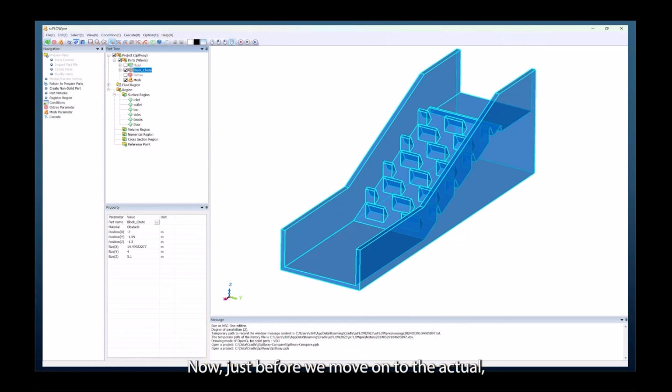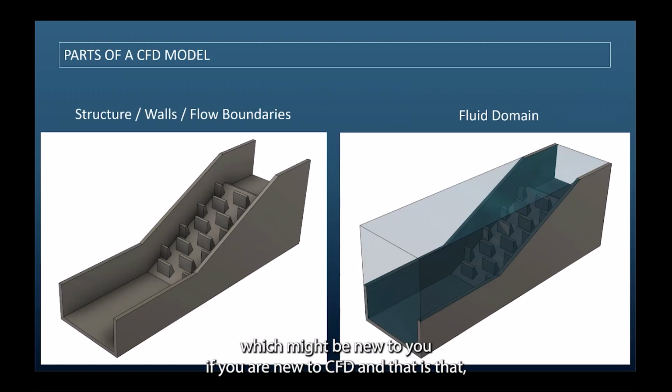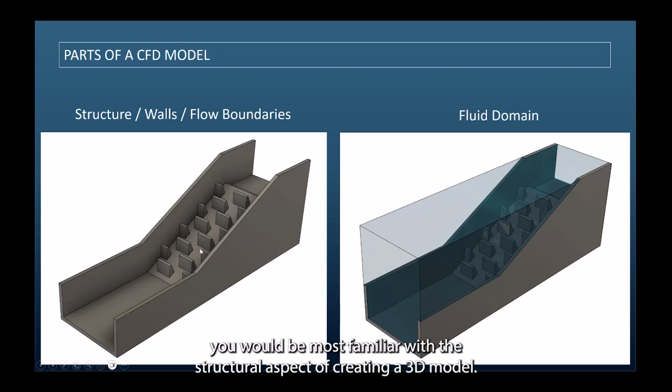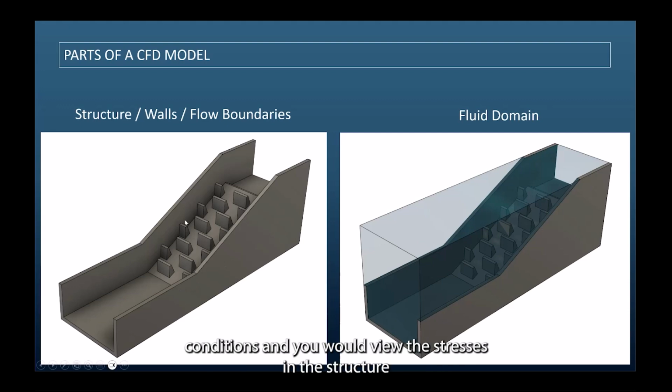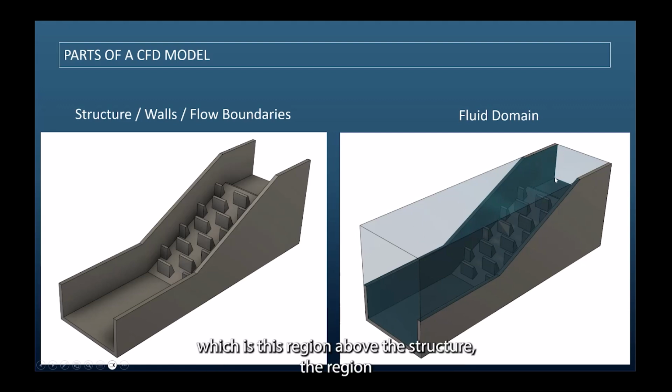Now, just before we move on to actually creating the model, I just want to show you one more important concept which might be new to you if you are new to CFD, and that is that CFD has two parts to every model. If you're coming from a finite element background, you would be most familiar with the structural aspect of creating a 3D model. If this was a finite element model, you'd create certain loads and boundary conditions, and you would view the stresses in the structure. With CFD, however, we are interested in the fluid domain, which is this region above the structure, the region where the air and the water will flow down this chute.